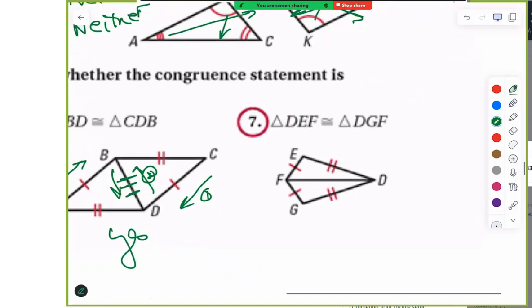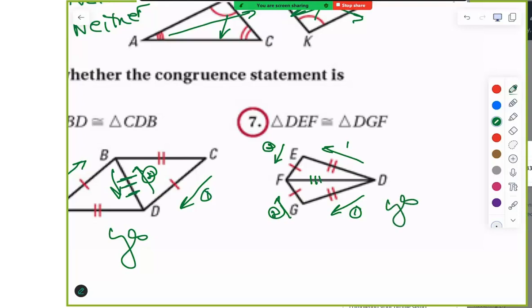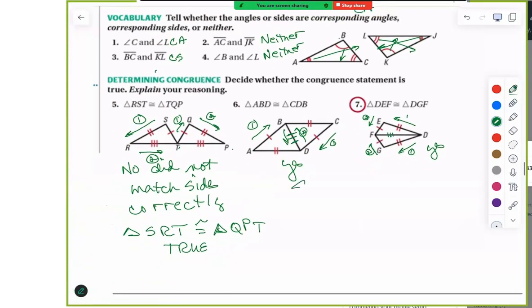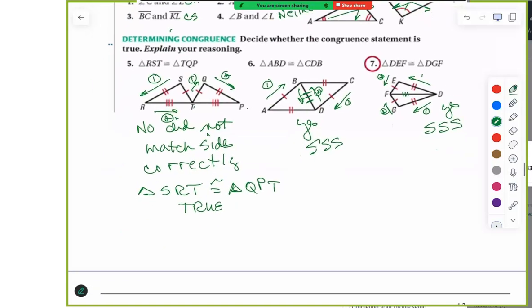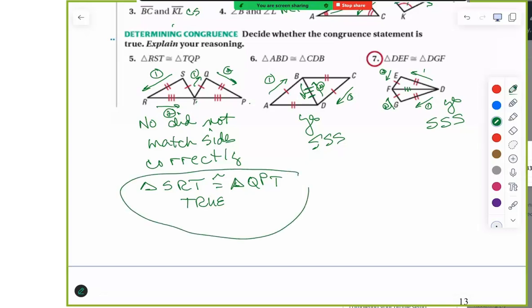Okay, last one. Here's the reflexive piece again. Let's see if they labeled this correctly. DEF, let me make sure I do it correctly. Down the single, down the double, down the single. DG, down the double, F, down the single. Yep, this is also a yes. So you have side, side, side congruency for both of those. And when I did this one, that made it side, side, side congruency.